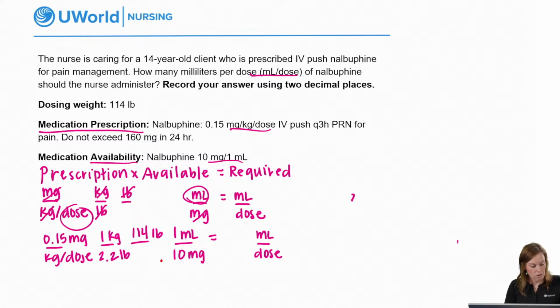So when we go through and cancel out our units for weight, we cancel out our milligrams. Again, we're left with milliliters on top and dose on the bottom. So I will let you guys go through and do that math, and then I will put the answer down and see how you guys did. And again, we're looking for 2 decimal places.